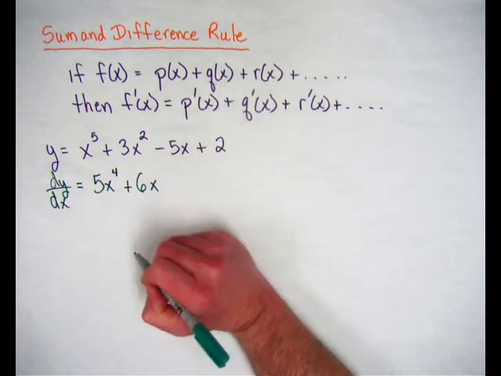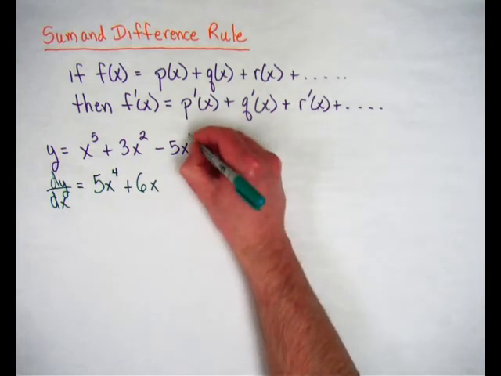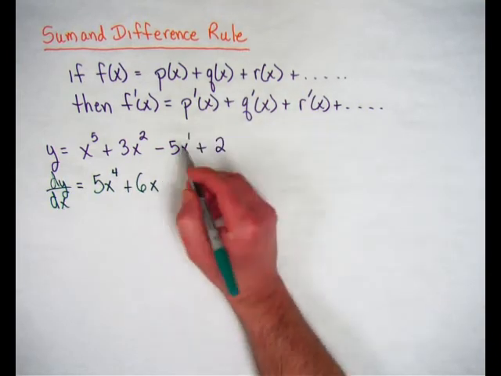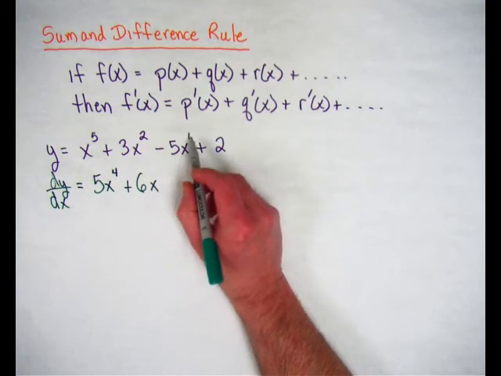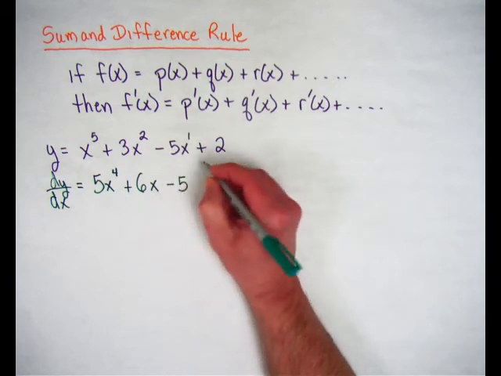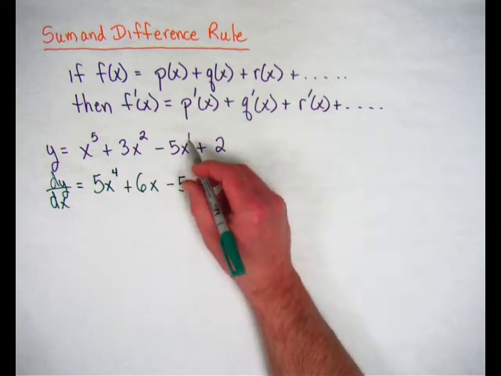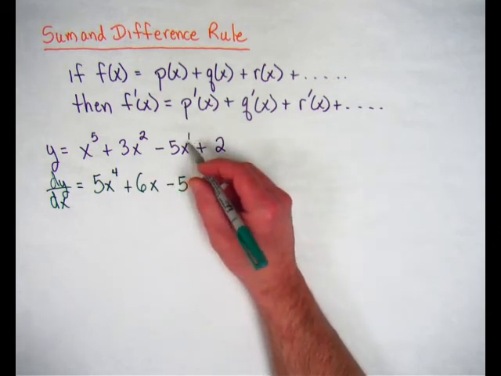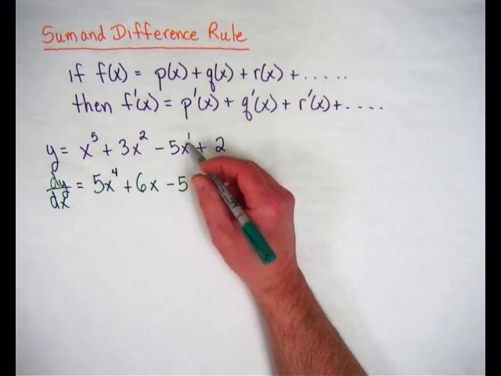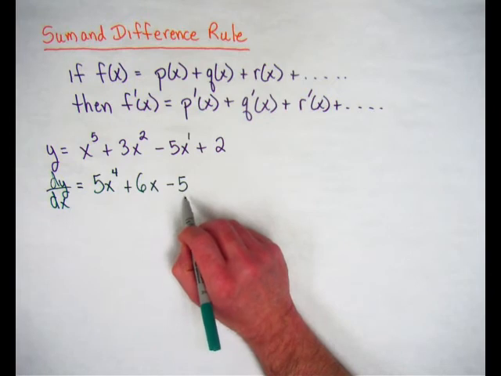So we would just take the derivative of minus 5x. Now minus 5x is like having minus 5x to the 1. So this is again our extended power rule. 1 times 5, so we're just going to have minus 5. Subtract 1 from the exponent. Now when you subtract 1 from 1, you get 0. x to the 0 is just 1. So in other words, there would be no x. The derivative would just be minus 5.